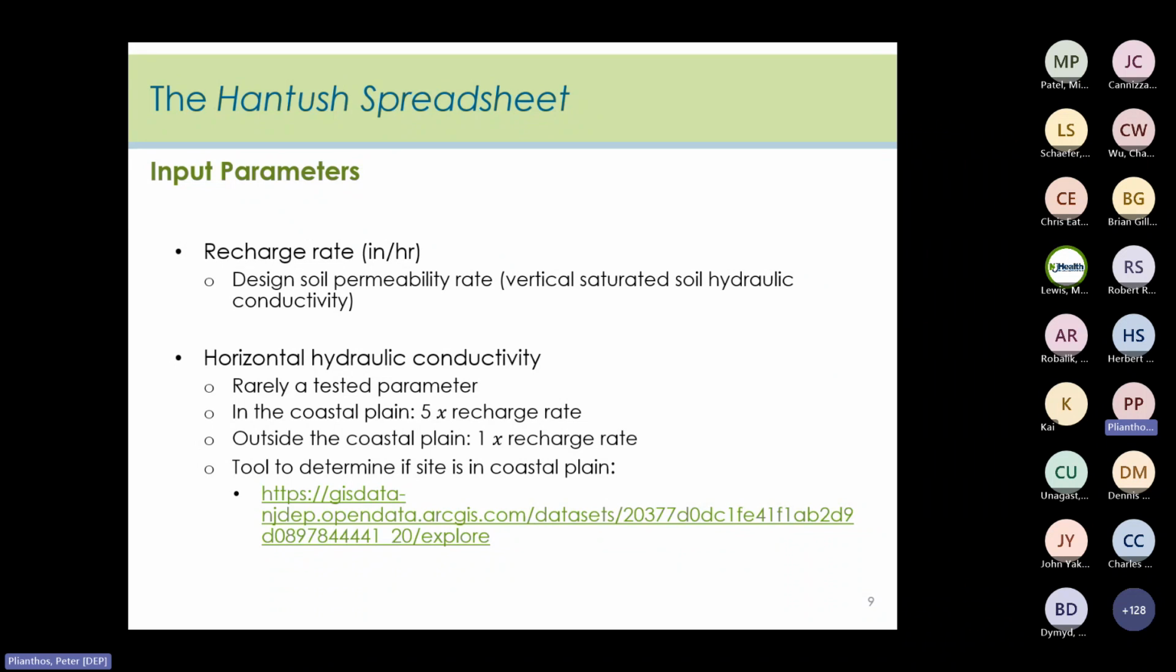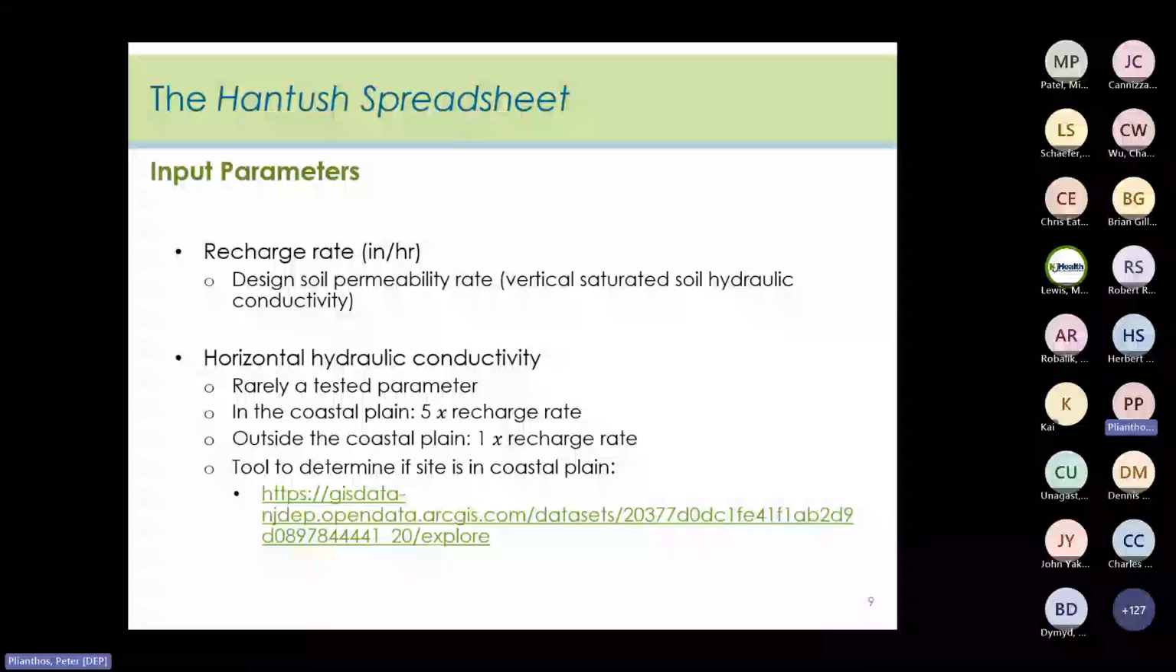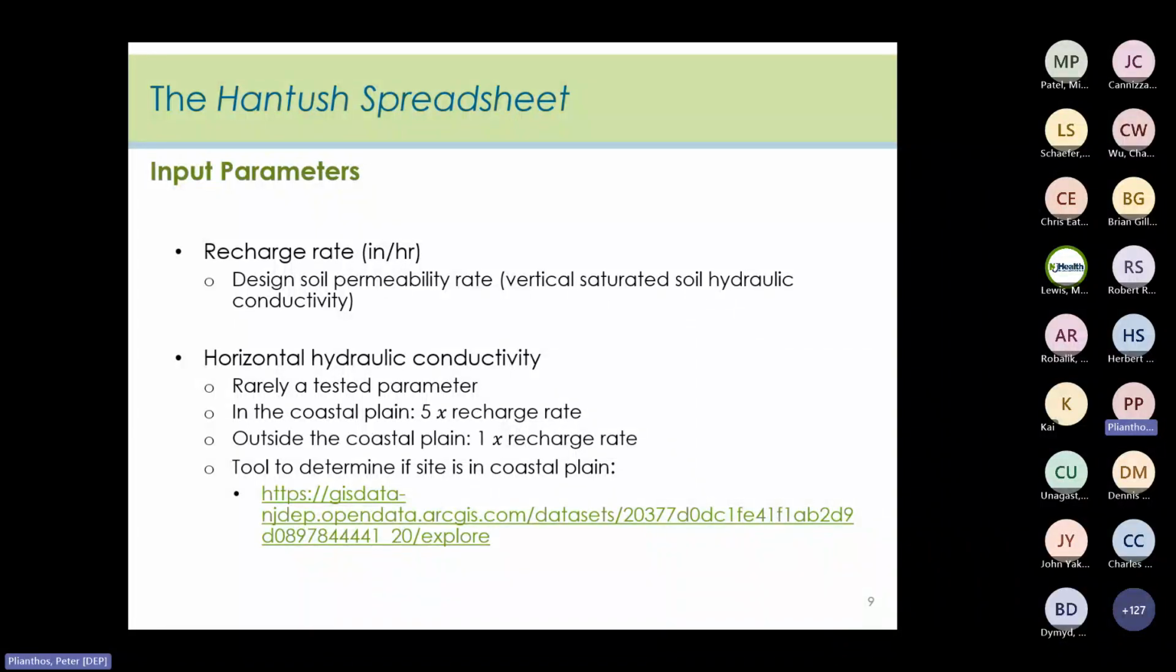If you recall, Lisa provided us in Module 2 with the link to the Bureau of GIS website where you can determine if your site is in the coastal plain. That link is also found on this slide. And you may notice on the slides that were provided to you that the hyperlink might not be working correctly. So someone from our staff will be posting the correct link in the chat for you all.